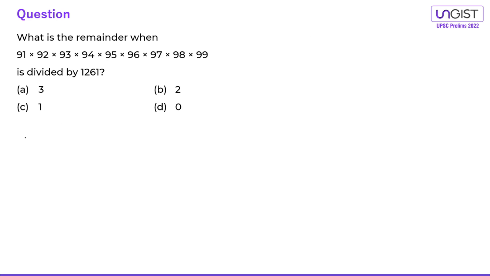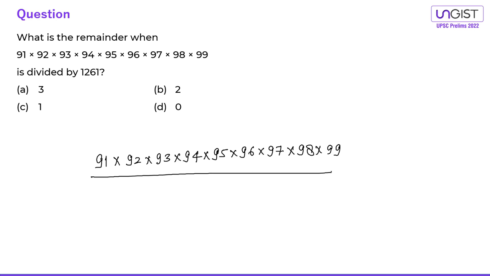Next question is, what is the remainder when this number is divided by 1261? So 91 into 92 into 93 into 94 into 95 into 96 into 97 into 98 into 99. So here they are saying it is divided by 1261. So if you factorize 1261, you will get 13 into 97. See everyone, the factors of 1261 are 13 into 97. So I'm writing here 13 into 97.